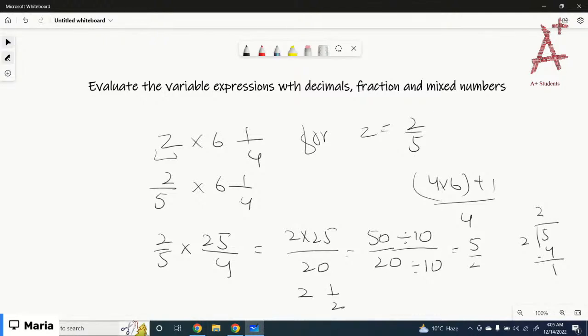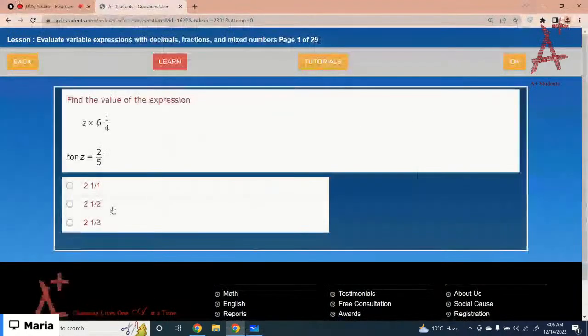Got it? When you replace z with the value, that would be 2 by 5. Then you have to solve this mixed number. 4 times 6 is 24 and 1, 25 over 4. Then you do it like multiplying fractions. Do numerator times numerator and denominator times denominator. 25 times 2 is 50 and 5 times 4 is 20. We have a common number 10 that can divide both numerator and denominator. It would be then 5 over 2. And when you divide 5 by 2, the answer is 2 whole 1 over 2. Got it? So just select the correct option and then click on the OK button.